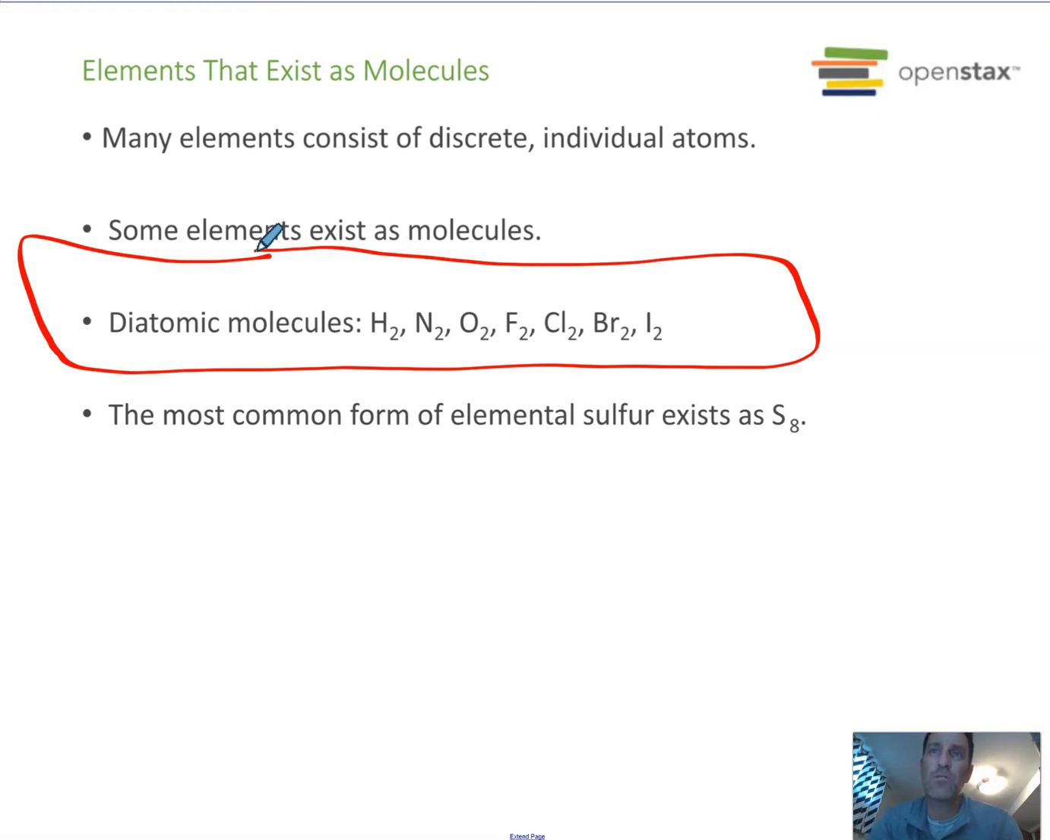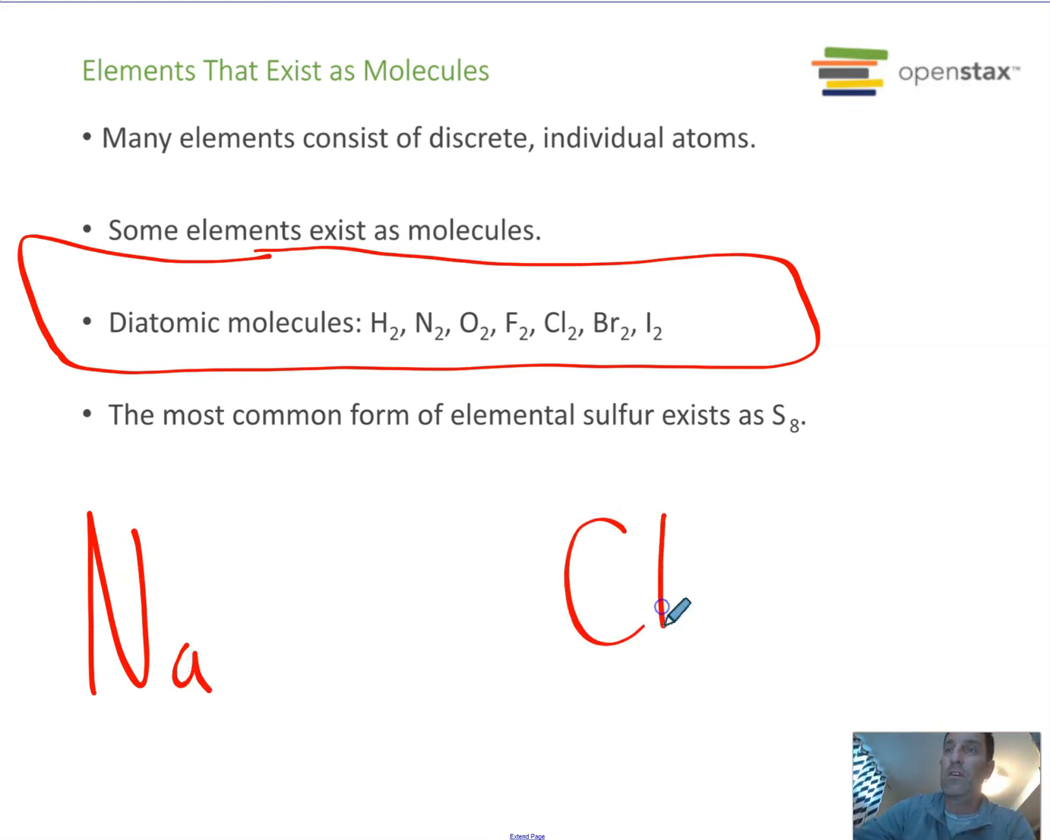Now, most elements consist of just discrete individual atoms. So if we were writing sodium, we would just put Na. But if we're writing chlorine, we put Cl2. Chlorine is so reactive that when it's absolutely alone, it finds another chlorine and they hang out. So please, please memorize this.